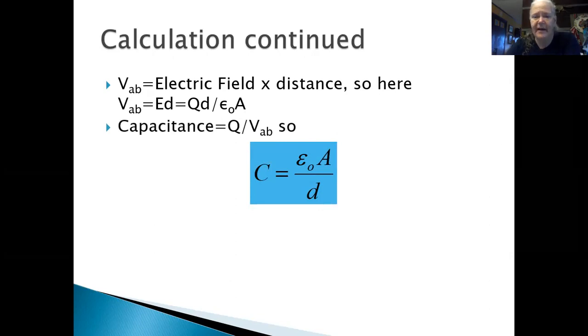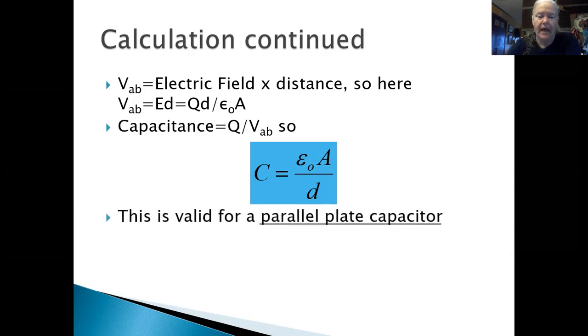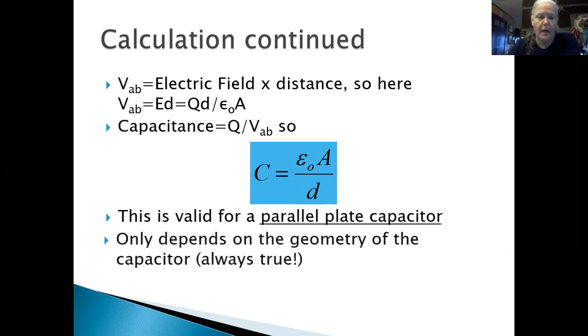So the capacitance of a parallel plate capacitor is epsilon naught A over D. And this is true for any parallel plate capacitor. It doesn't have to be square plates. It can be any shaped plates at all. But all capacitors, it doesn't matter what their configuration is, it's geometry only. It's just a little bit more complicated than this form, and we're not going to look at those. We're just going to acknowledge that they exist.